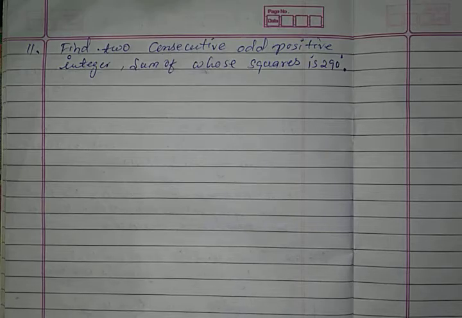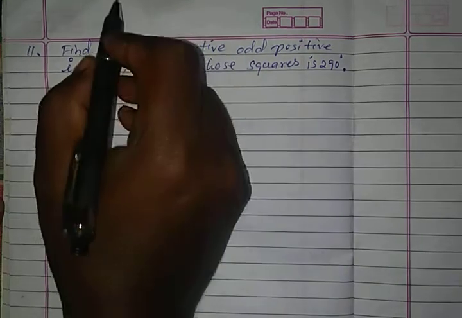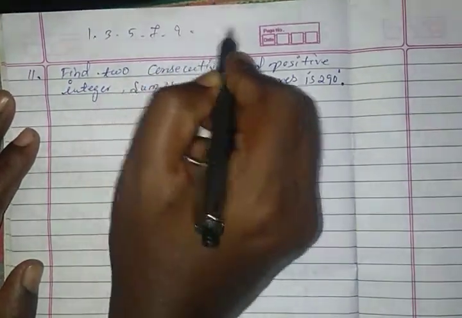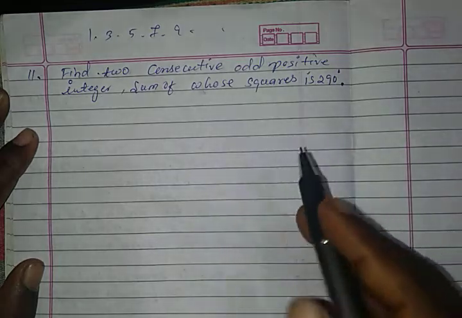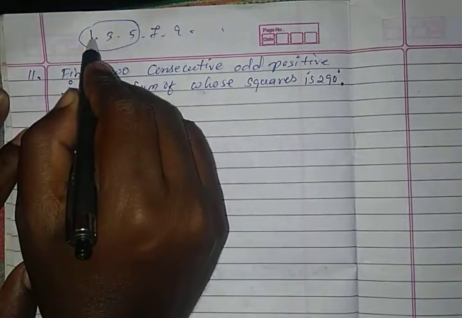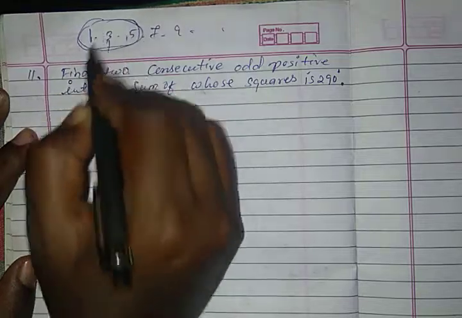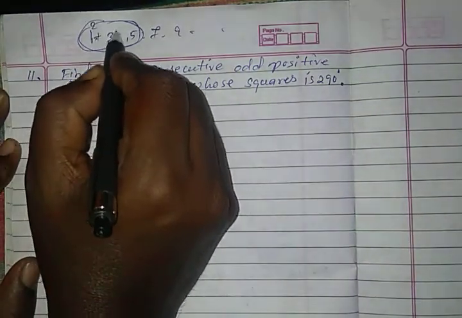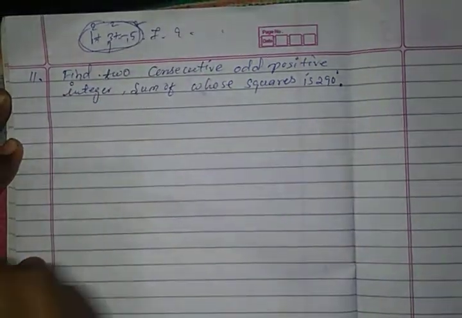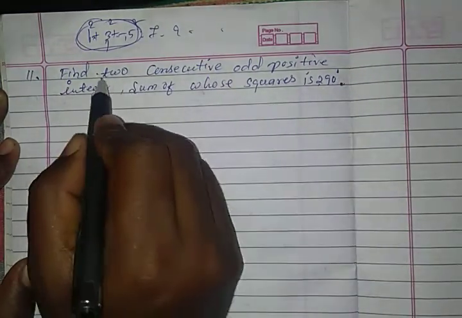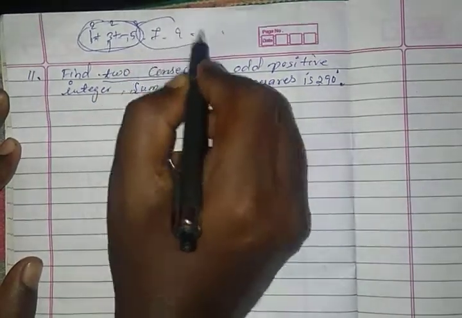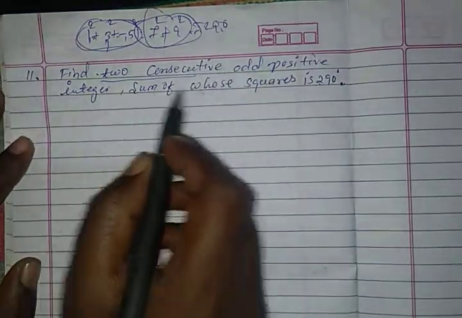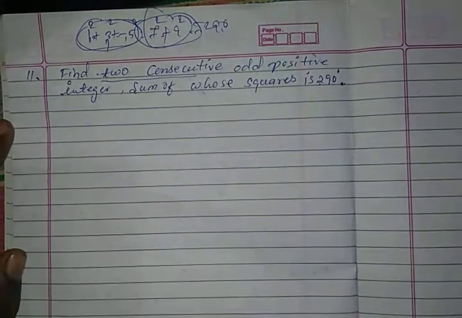Find two consecutive odd positive integers. Already you know that odd positive integers means 1, 3, 5, 7, 9, like that. Consecutive means 1, 3, 5, that is after 1 comes 3, after 3 comes 5. This is the consecutive positive integers. Sum of whose squares is 290. Only two consecutive, so this is not 7 square plus 9 square, right? That is 290. So let us see what the consecutive odd positive integers are.